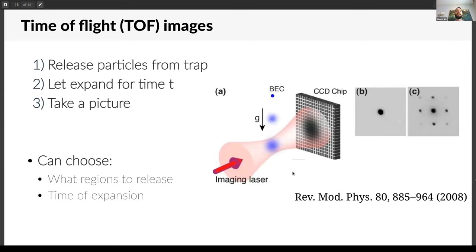Okay, what can we do with an ultra-cold atom experiment? Well, we can take time-of-flight images. They consist of releasing particles from the trap. We let them expand for a time t, and then we take a picture of them. By choosing the time of expansion, we can get two measurements. If we let them expand for only a very short time, we can measure the position, that is, the density of particles inside the lattice. But if we let them expand for a very, very long time, we can measure the velocity distribution of the particles inside the lattice. Another property of time-of-flight images is that we can choose to release only some very small regions, the regions that we want from the lattice.